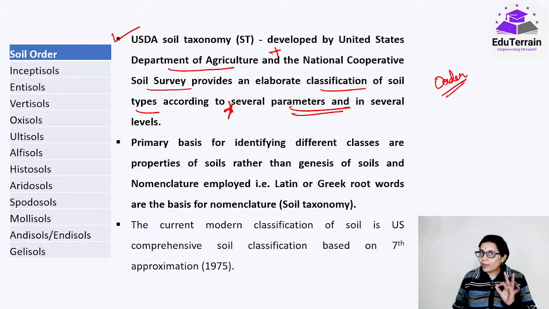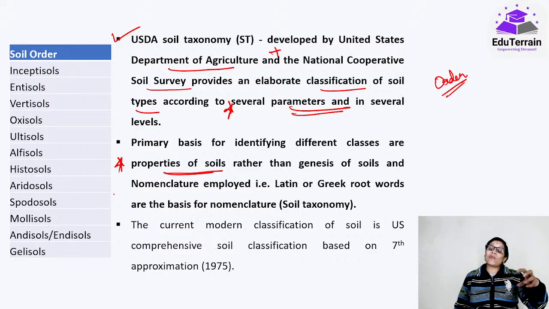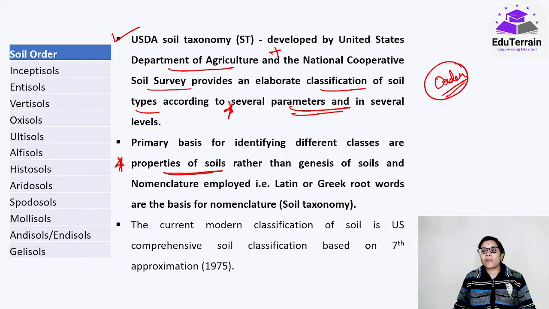And when we talk about these soil orders, the primary basis for identifying this order is the properties of the soil, not the basis from where they have generated या फिर from where they took birth, कहाँ पे उसकी genesis हुई है. More than that, they focused on the various properties of soil, physical properties, chemical properties. Based on that, they have come up with different orders.